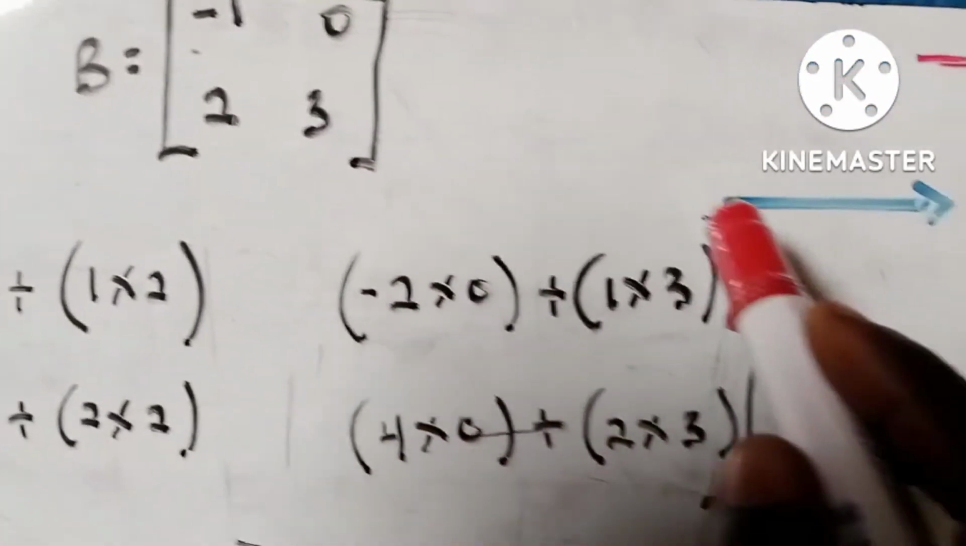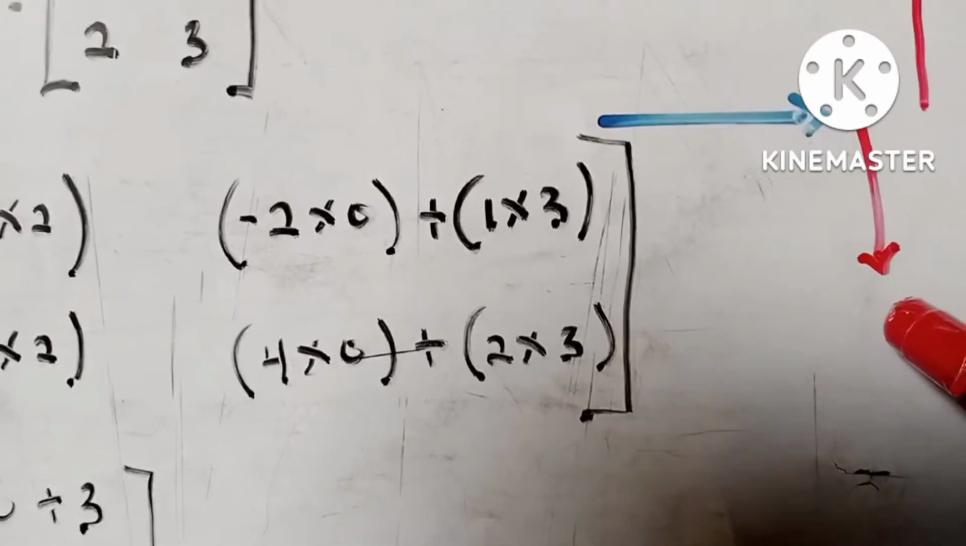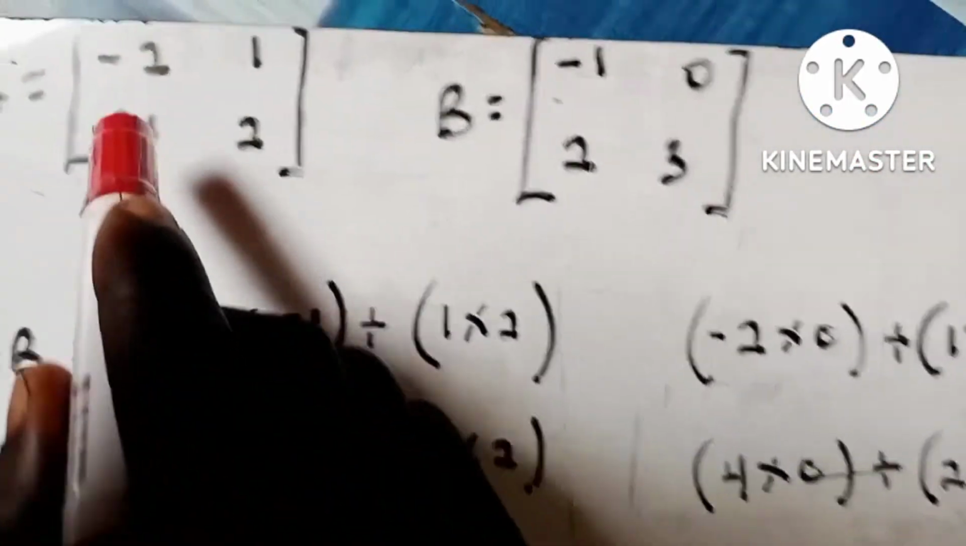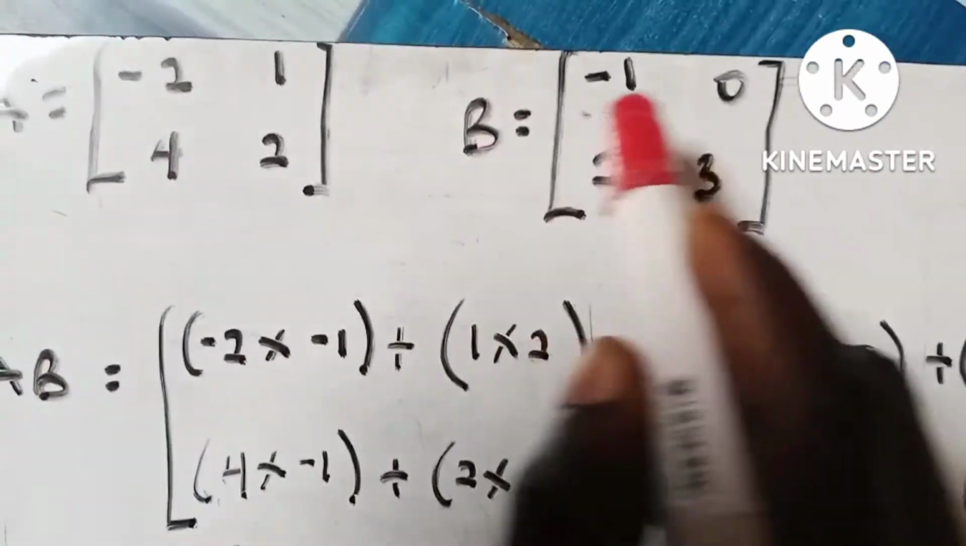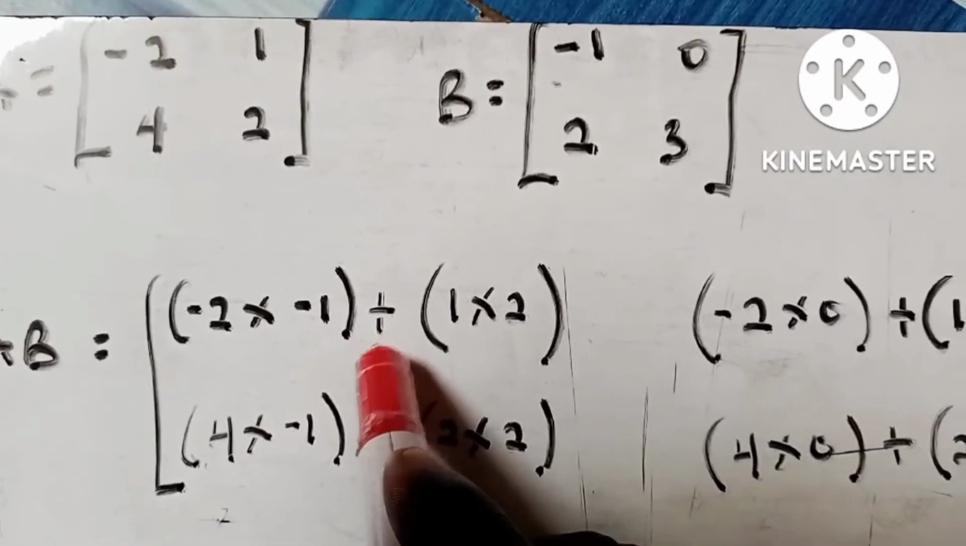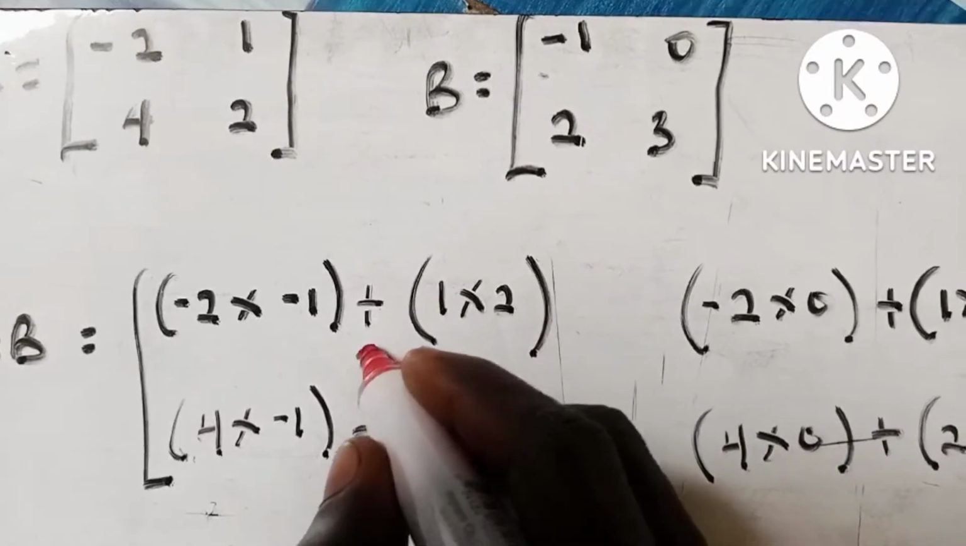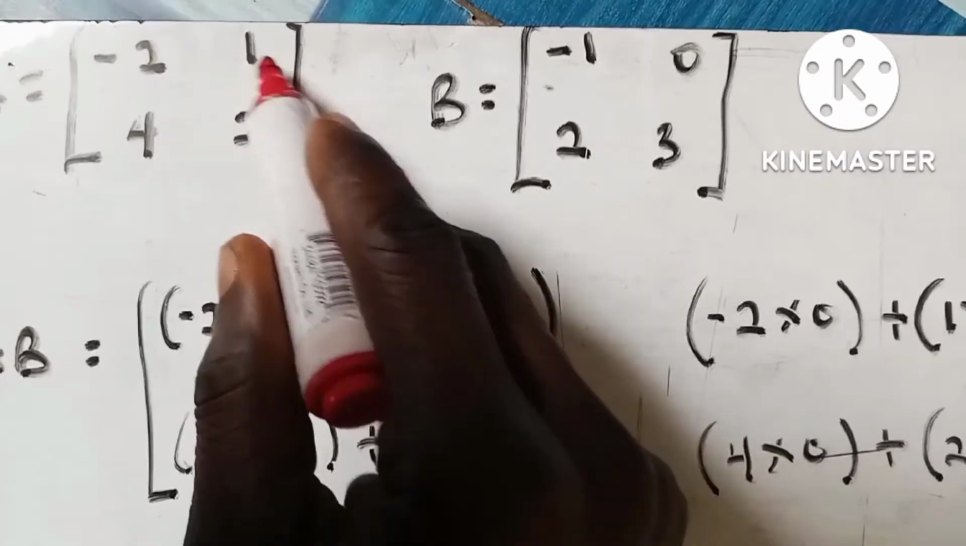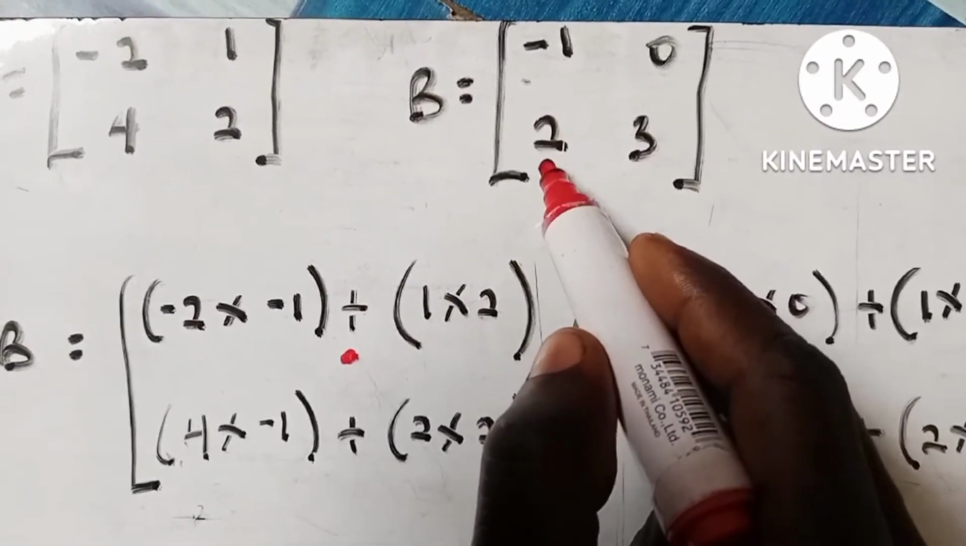That's why I say this goes like this and then you come down. Okay, so how do you multiply? You pick this -2 here, it is going to multiply the -1 in the first place, right? And then plus, remember there's a plus here, so plus what? And then 1 here is going to multiply the 2, right?